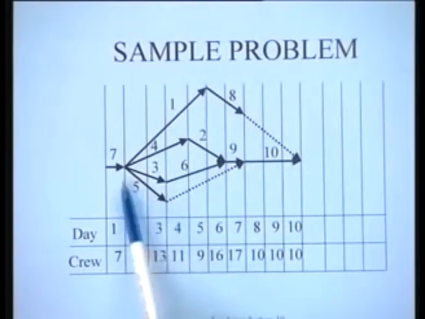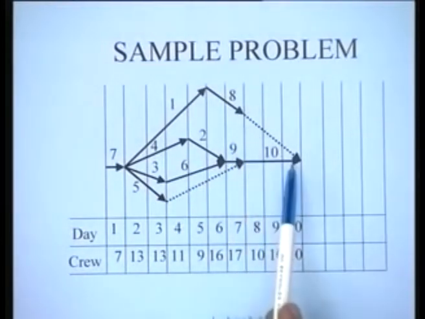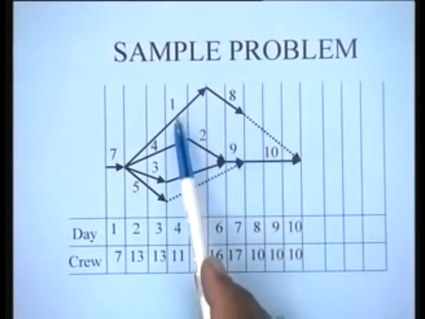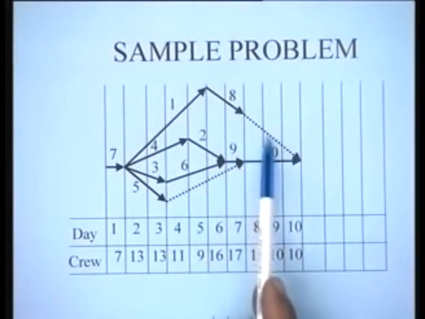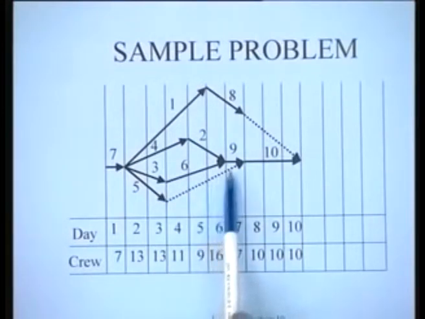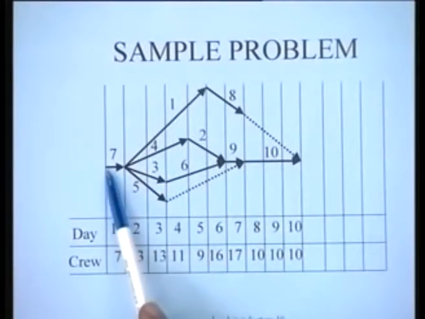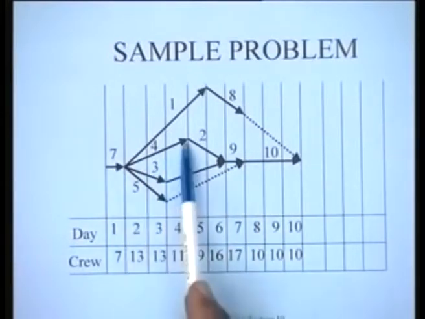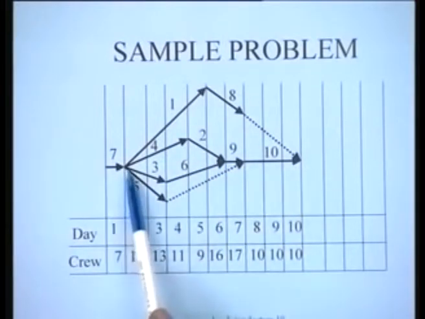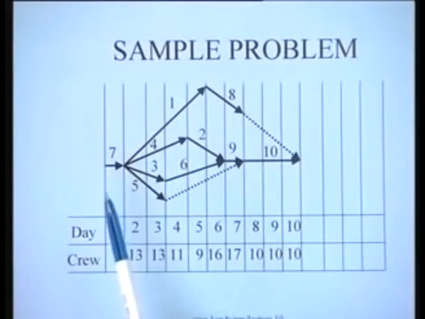All activities are scheduled at their earliest, so these dotted lines show you the amount of total float which is available to the various activities. For instance, activities 1 and 8 have a total float of 3, activity 5 has a total float of 1, 2, 3, 4 days, right? And in this particular case, there are two critical paths: 7, 4, 2, 9, 10. This is one, and 7, 3, 6, 9, and 10. These are the two paths which are critical.